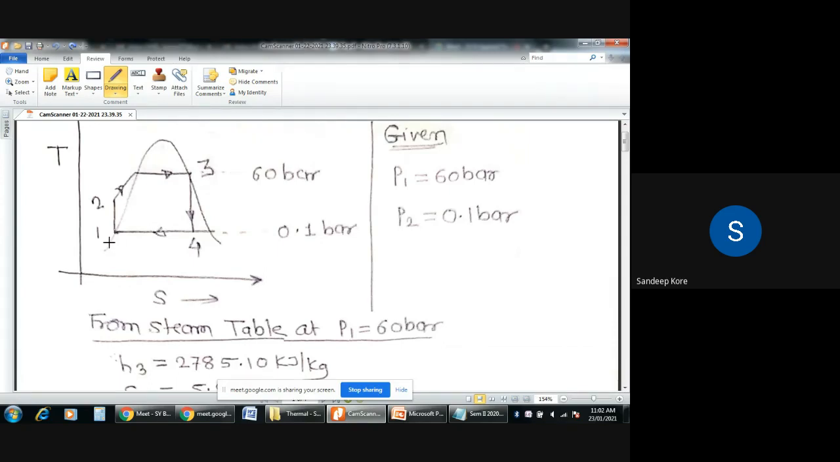So we have to draw this given data on the TS diagram. Point 1 is lying on the saturation curve because it is liquid. 1 to 2 is pumping. 2 to 3 is heat addition. At point 3 the steam is dry and saturated, so point 3 lies on the saturation curve. Then 3 to 4 is expansion and 4 to 1 is heat rejection.